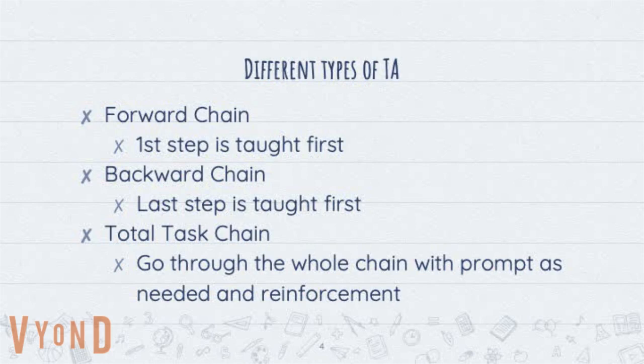There are different types of chaining or teaching that we use during a task analysis. A forward chain teaches them the first step of the chain first. A backward chain teaches them the last step first. And then a total task chain teaches them the whole behavior chain and provides prompting along the way as needed.